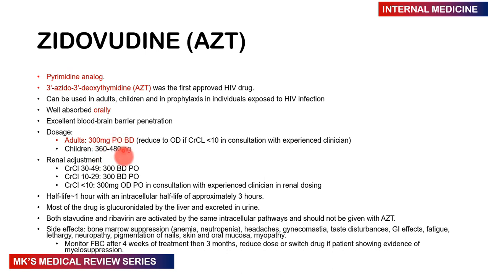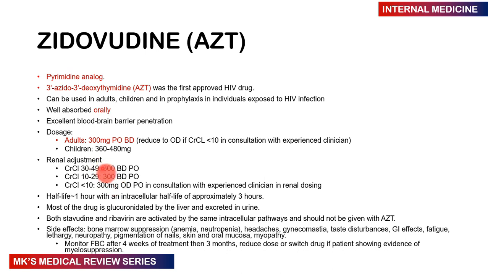If a patient has a creatinine clearance between 30 to 49, we give them 300 milligrams twice a day. If they have between 10 to 29, again 300 milligrams twice a day. If they have a creatinine clearance less than 10, then this is going to be 300 milligrams once a day. But of course you have to confirm with an experienced clinician, so confirm with your consultant or someone who has training in HIV management.